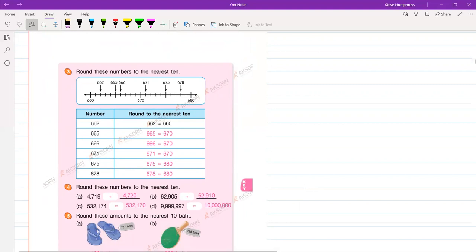Page 29. Round these numbers to the nearest 10. You have 6 numbers. 662, 665, 666, 671, 675, and 678. Okay, so you have got a, your range is not 10 here, it's 20. You got from 660 to 680. The range is 20, so each increment is 1.